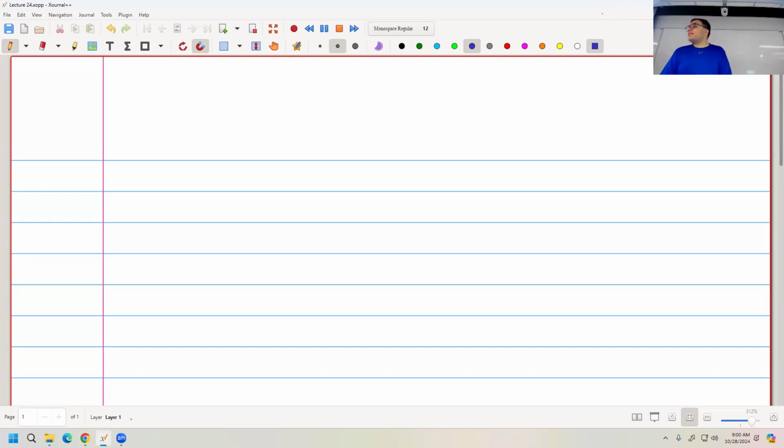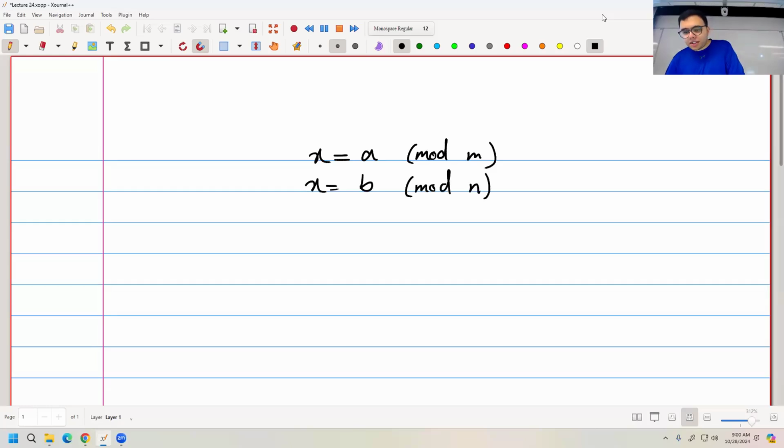I'm going to start with a question that I got in a couple of emails, and it's about the Chinese remainder theorem. So let's just go back to the Chinese remainder theorem. We were looking at equalities of the form x equals a mod m and x equals b mod n, where m and n were relatively prime. And we said that if we have this system of equations and a and b are some given constants, then we have a unique solution modulo nm.